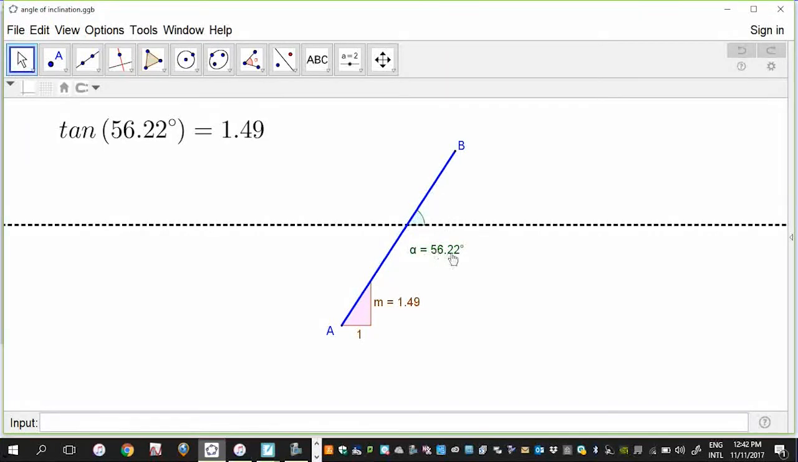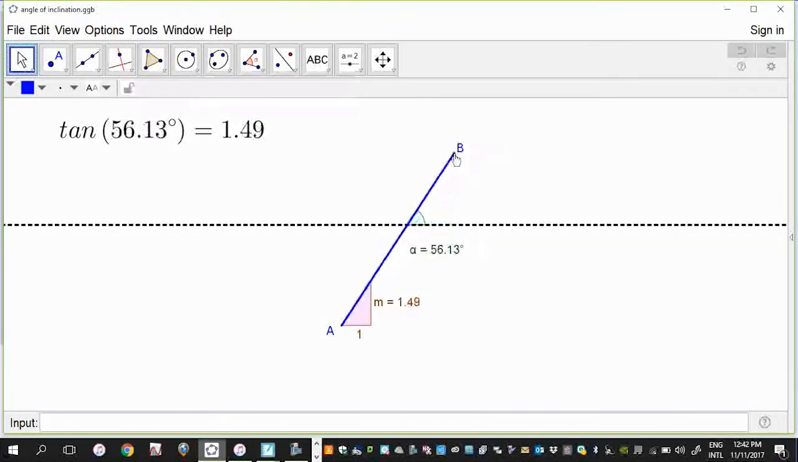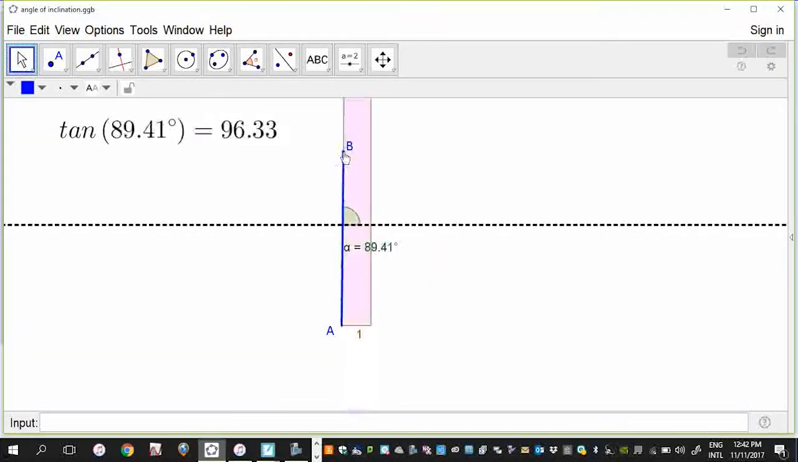It's 56.2. And if we find the tan of 56.2, we get the same answer as we have for the gradient of this line. Now, if I go and drag this, you'll see that that remains true all the while. At 90 degrees, both the gradient and the tan of the angle would be undefined, and it might be difficult to get them to 90.